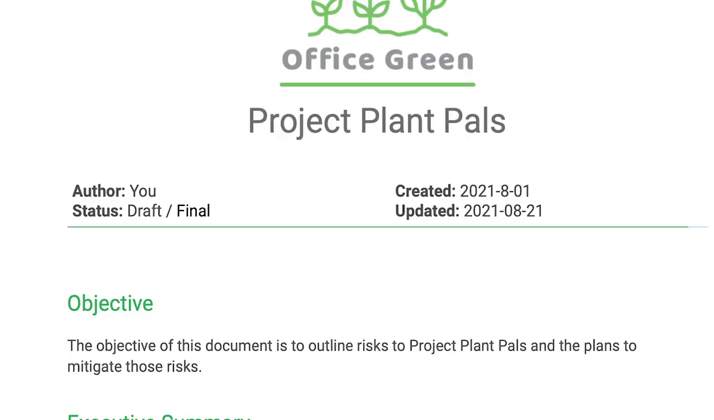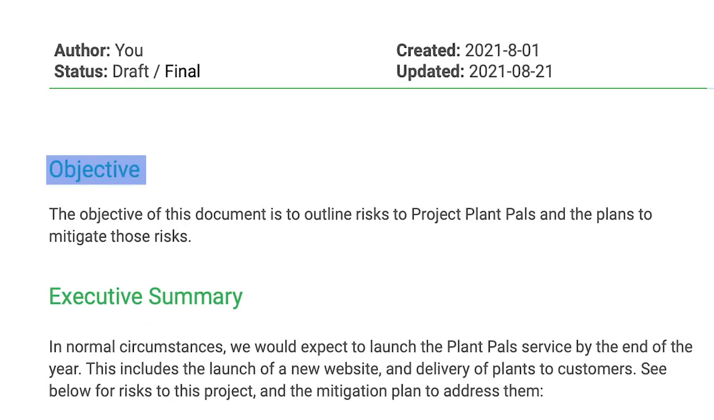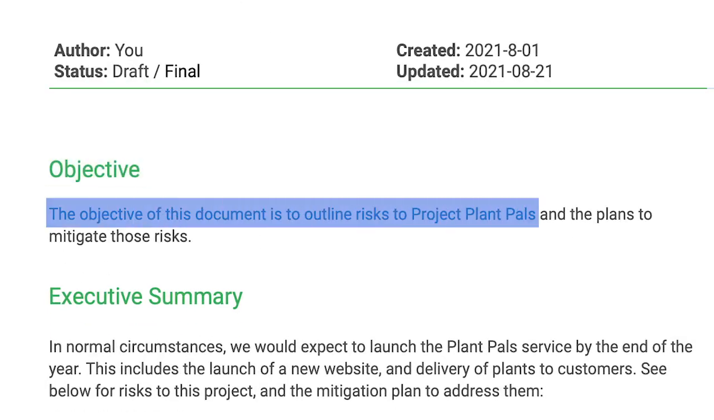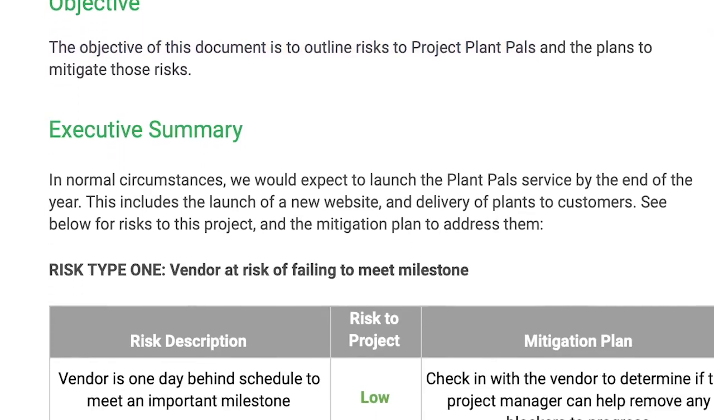Below these details, we have the document objective. Here, we've written that our objective is to outline mitigation plans for Project Plant POWs. Below that, we've added an executive summary of our project. Executive summaries should include a brief introduction to the normal conditions of a project and an outline of the potential risks that could impact the project.